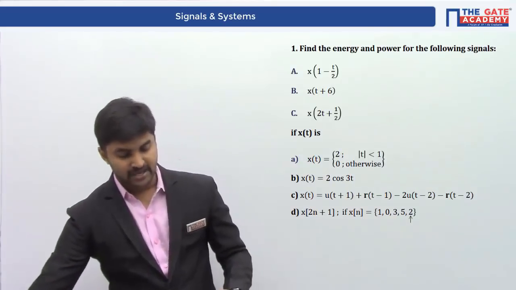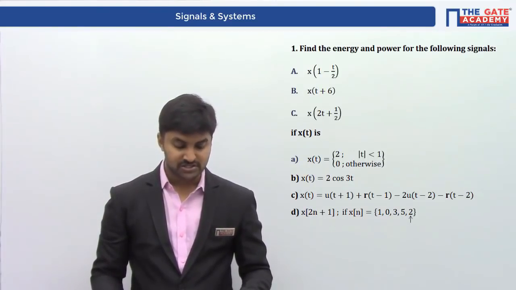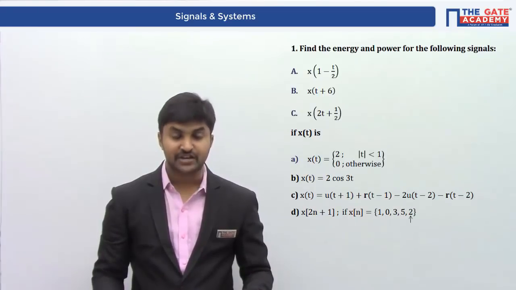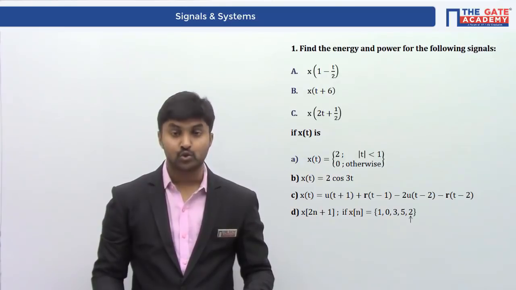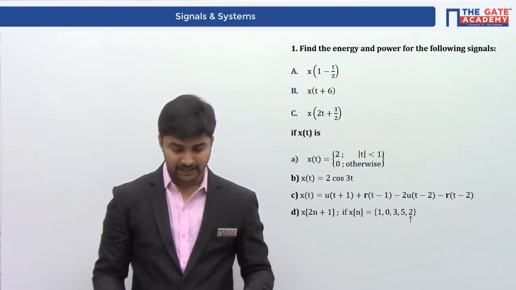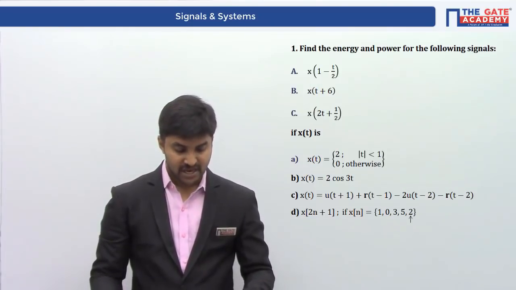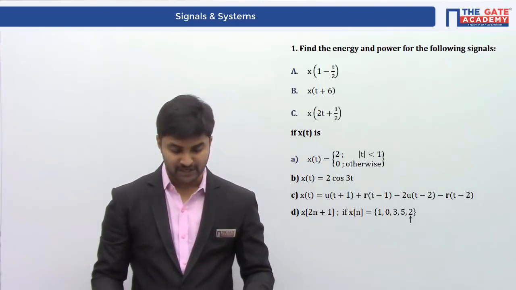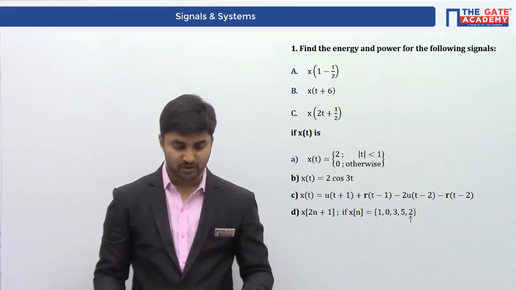In part B, x of t is equal to 2 cos 3t. In the third part, x of t is equal to u of t plus 1 plus r of t minus 1 minus 2 u of t minus 2 minus r of t minus 2. And the last part of the question is x of 2n plus 1. We have to find x of 2n plus 1 and find the energy and power of this particular function, where x of n is given as 1, 0, 3, 5, 2. So we have to find the energy and power of x of 2n plus 1.